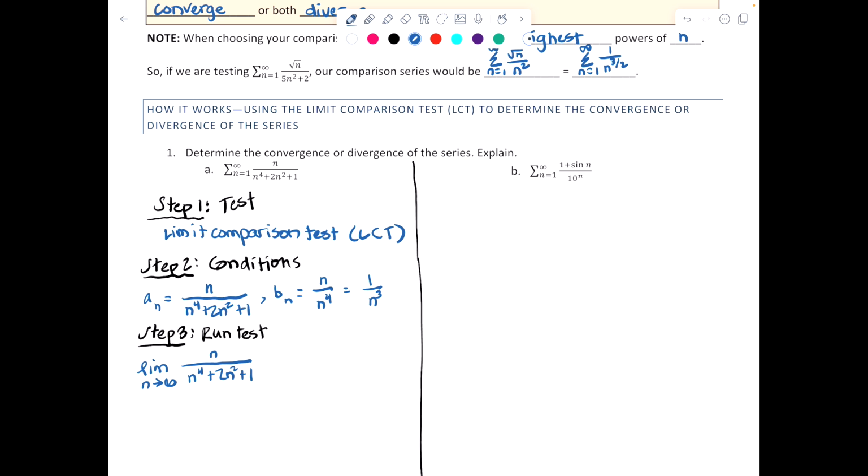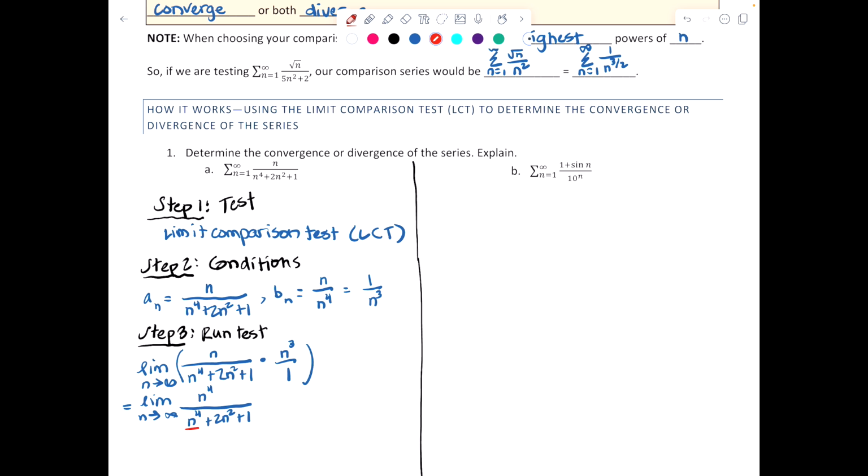And then I'm going to multiply by the reciprocal. Is that okay? So we're dividing by 1 over n cubed. But just to have it nice and clean, we'll multiply by n cubed over 1, which of course is just n cubed. Now, this in turn will be the limit as n approaches infinity of n to the 4th over n to the 4th plus 2n squared plus 1.